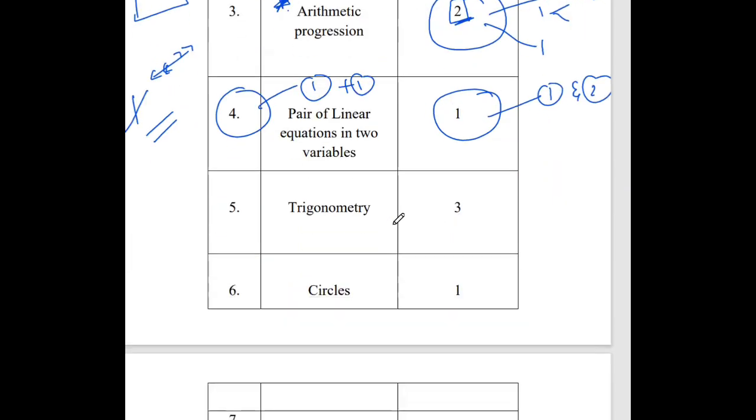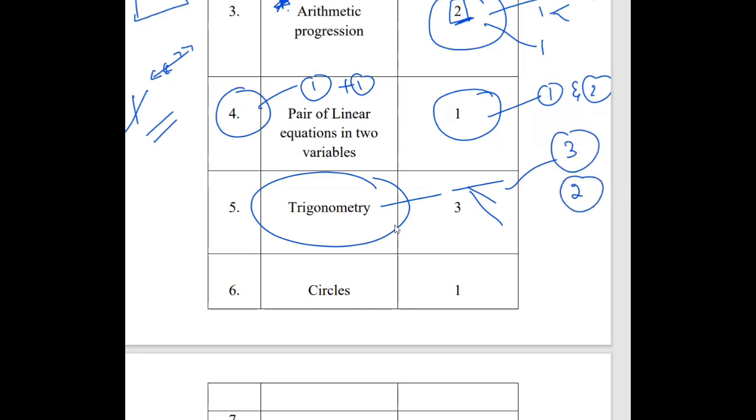Next, surprisingly, this model paper has 3 questions from trigonometry. 3 1-mark questions. But if you see last year's paper, not even one question was asked for 1 mark. That's because trigonometry is asked as 1 question for 3 marks, and again 1 question for 2 marks. So basically from trigonometry it is 5 marks. Generally it is 5 marks. It may go up to 6, but generally it is 5 marks.